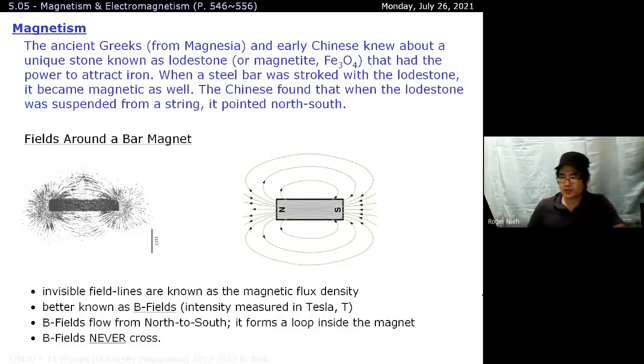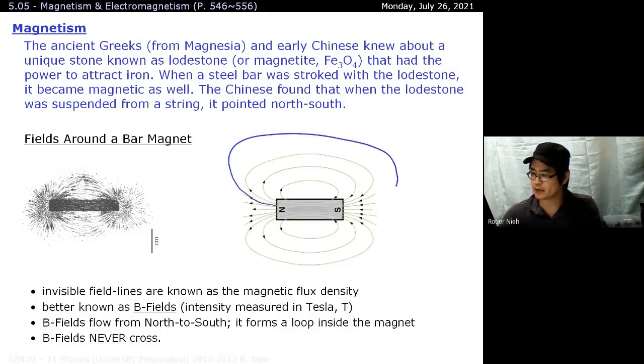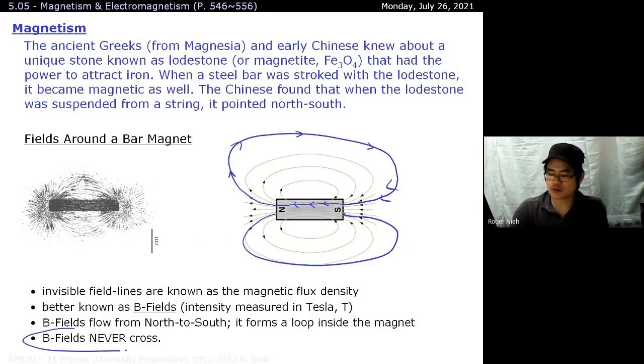Okay, so once again, when you draw this in your notes, make sure that your B fields first leave from the North Pole, travel all the way around, and return back to the South Pole. And you'll draw these arrows to tell the reader that the B fields leave from the North and return back to the South. Internally, if you want to connect it, you're more than welcome to do so, because that's what happens inside bar magnets. So the B fields will return from South to North inside the magnet. Okay, so B fields always leave from the North Pole, cycle all the way around, and return back to the South Pole. Make sure that your B fields don't cross.